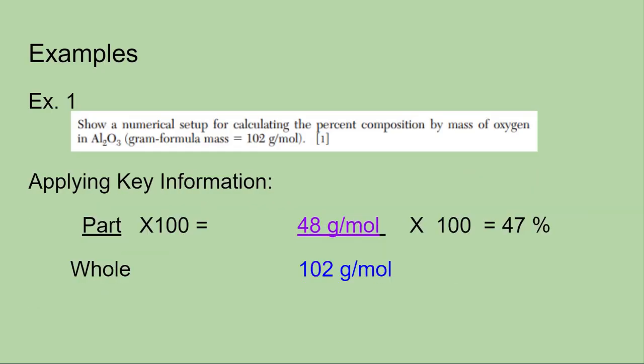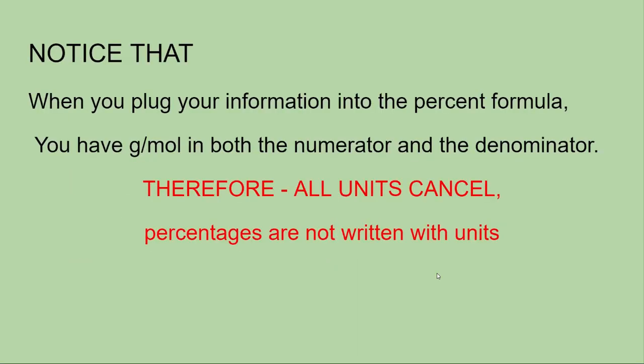The other error would be if they didn't give you the formula, if they told you the name, and you wrote the formula incorrectly, like you put AlO and you didn't balance the charges on the ionic compound, you would do the calculation wrong. So I would do 3 times 16, which is 48. I would put the part that's just the oxygen over the whole molar mass, times 100, and that would tell me that 47% of this compound is just the mass of oxygen.